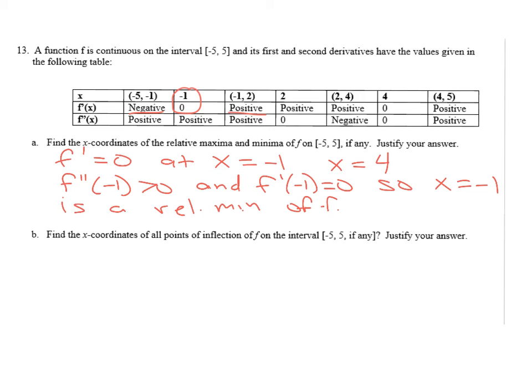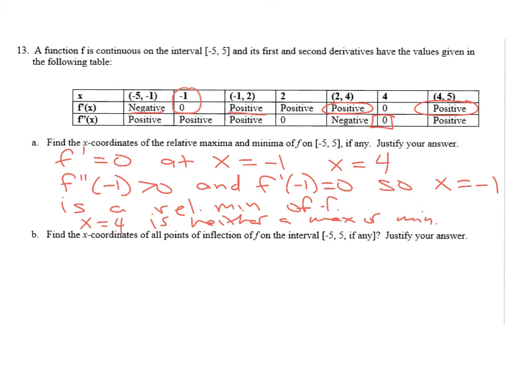x equals 4, on the other hand, is neither, because it does not change sign, right? Positive, positive. x equals 4 is neither a max or min, because it doesn't change sign. And then also, notice the second derivative is 0, so that actually gives us no information. That just tells you that you're not allowed to use the second derivative test for that point.